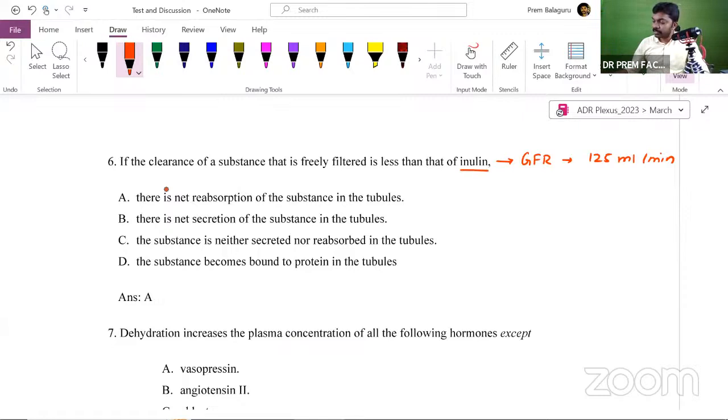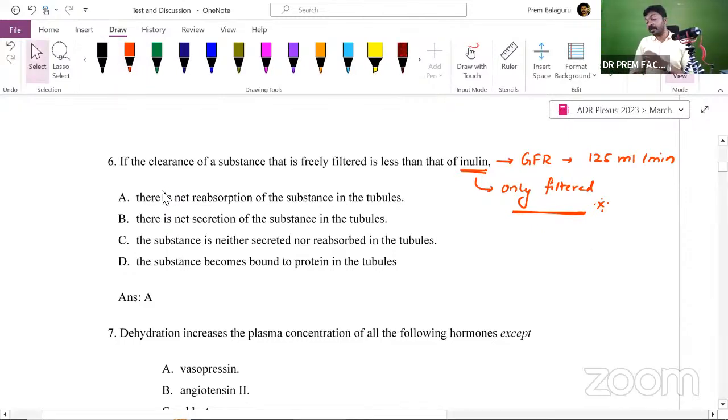So, inulin is a substance which is neither getting secreted in tubules nor getting reabsorbed in tubules. Inulin is a substance which is getting only filtered in glomerulus. There is going to be filtration alone. There is no secretion, no reabsorption. All right. That's just a filtration.